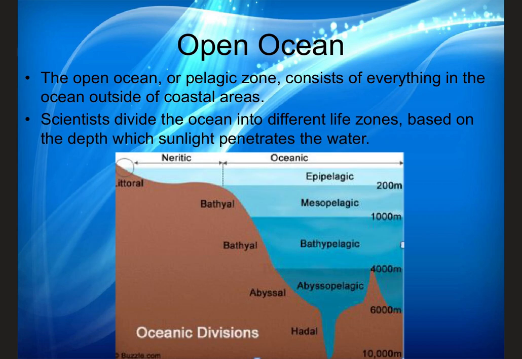So we're going to go through the different areas of these saltwater biomes. The first one we're going to look at is the open ocean. The open ocean, or the pelagic zone, consists of everything in the ocean outside of the coastal areas. Scientists divide the ocean into different life zones based on the depth which sunlight penetrates in the water. So take a moment and look at the different zones. We'll be looking at each of them individually as we go through the rest of this presentation.